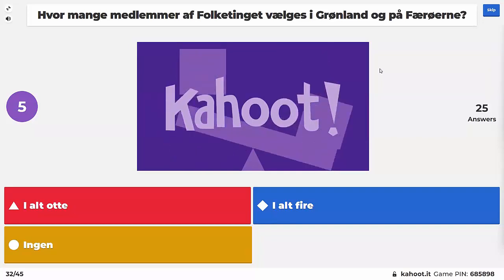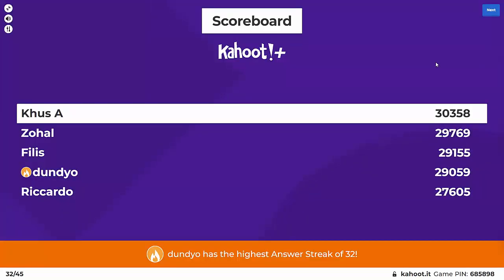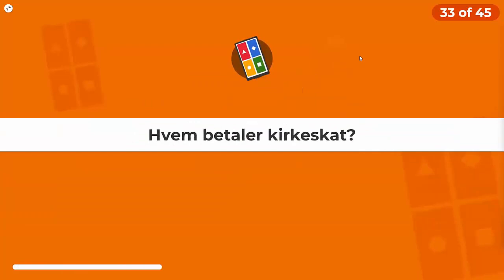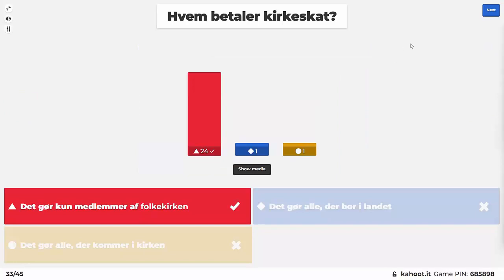Seen this before in a different format. Wow. Wow. Dundio is on fire, has the highest answer streak of 32. What the heck, man? Oh my! He's on fire! You guys are killing this thing. Hopefully this doesn't throw a curveball and mess up the streak, but let's see how this goes. Okay, not bad. Only 2 people got this wrong.